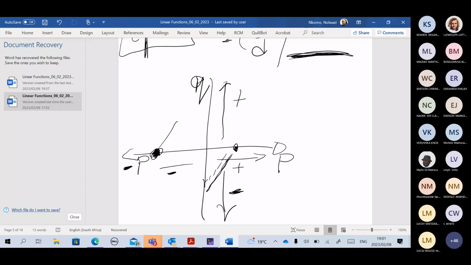Okay. Even if you don't write this part, you just write a line going up, it's still fine. You're still going to get marks.